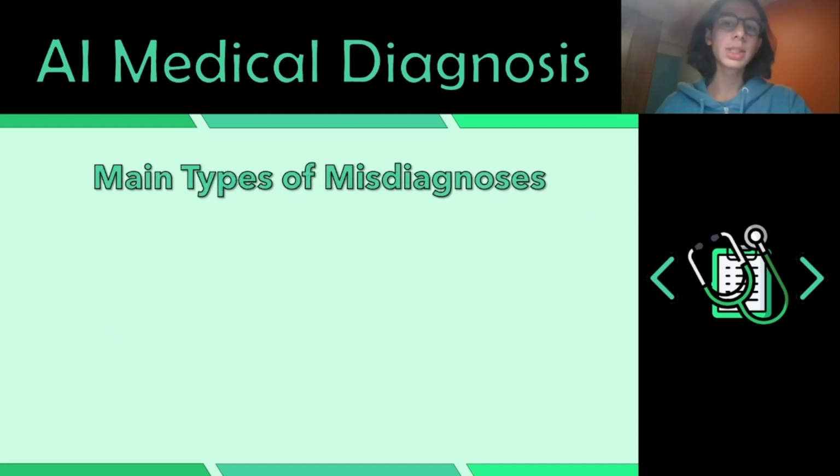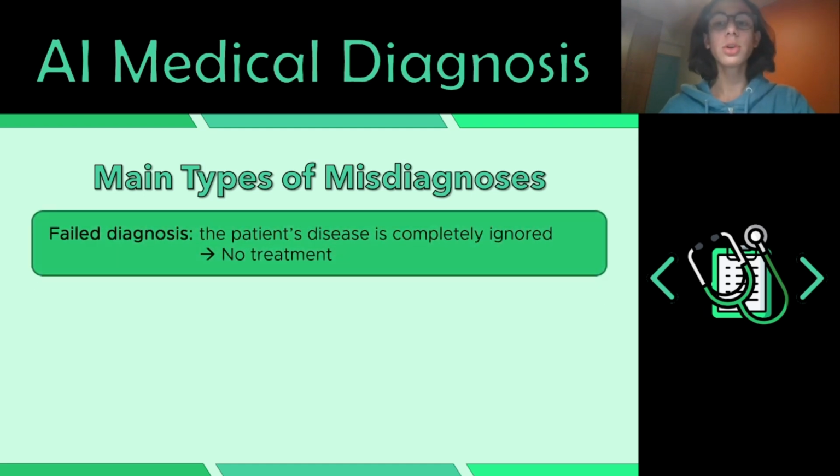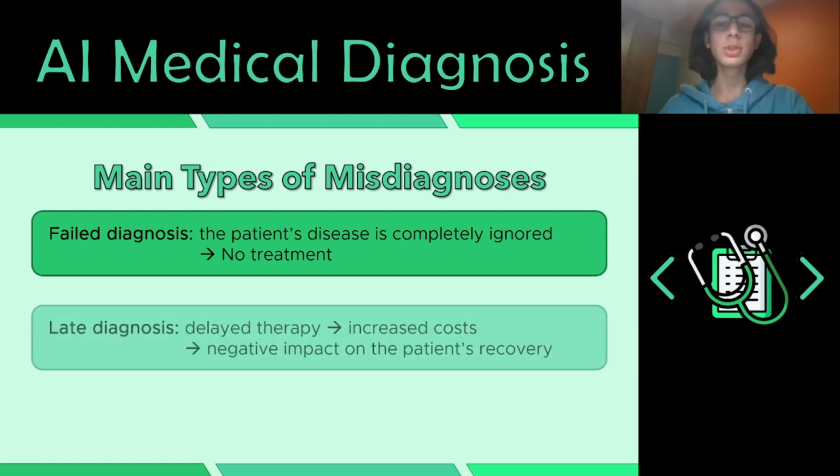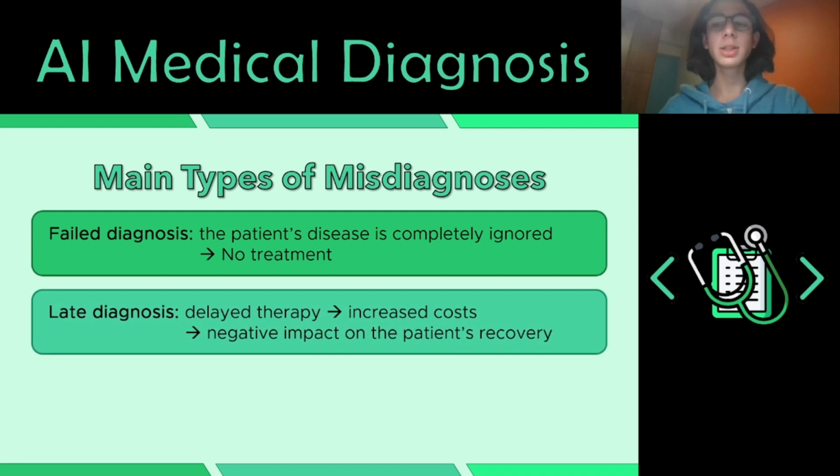The main types of misdiagnosis are the following. The failed diagnosis, which occurs when the patient's disease is completely ignored, meaning they receive no treatment. The late diagnosis, which happens when a patient's disease is not diagnosed promptly, resulting in delayed therapy, increased costs for treatment, and a negative impact on their recovery.